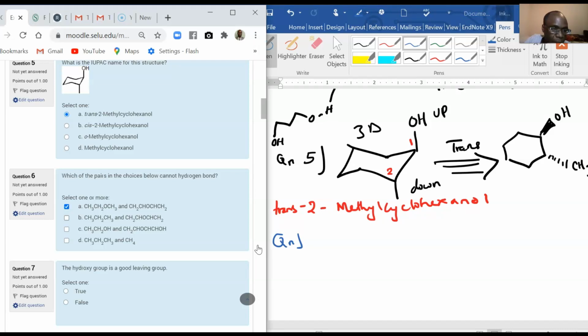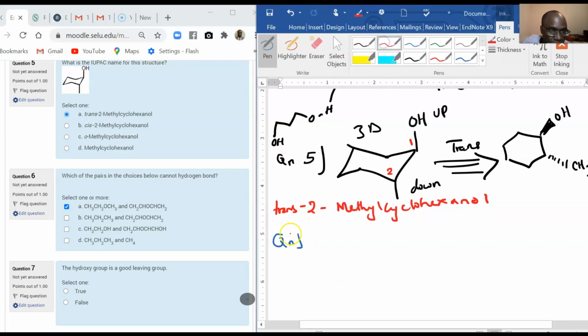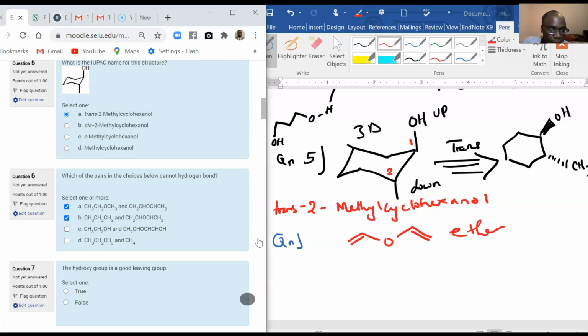This is an alkane. It's not polar. This is an ether. There's no OHs on there. In fact, if you were to draw this molecule right here on B, you'll get a double bond to an oxygen to a double bond. That's how it looks like. That's an ether. This molecule here looks like this. There's a double bond in there because of CH2 and H. So that one cannot hydrogen bond.